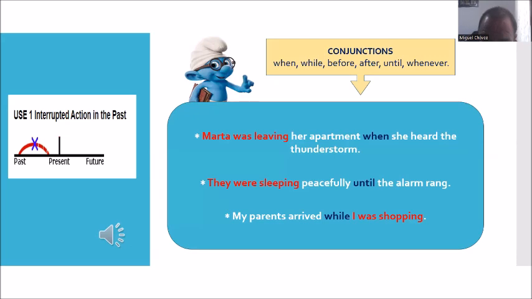Martha was leaving her apartment when she heard a thunderstorm. Other examples are, they were sleeping peacefully until the alarm rang. My parents arrived while I was shopping.